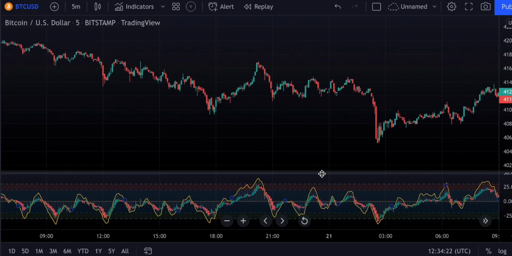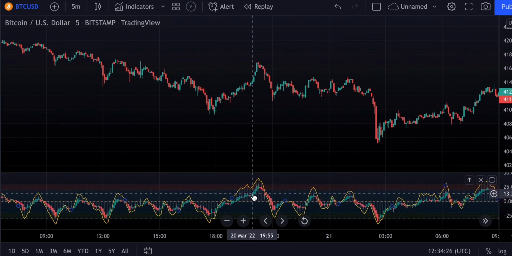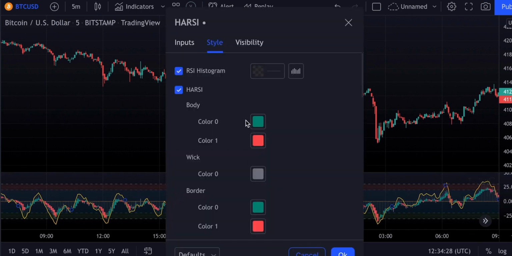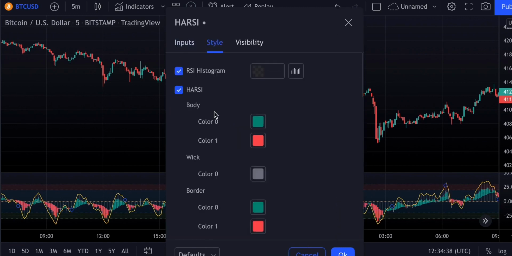Okay, so we have our indicator on our chart, but we see it's got a lot of noise and false signals, so we're going to have to double click on it and adjust settings first. So we're going to change the inputs from 1 to 7, and we're going to change the style as well.